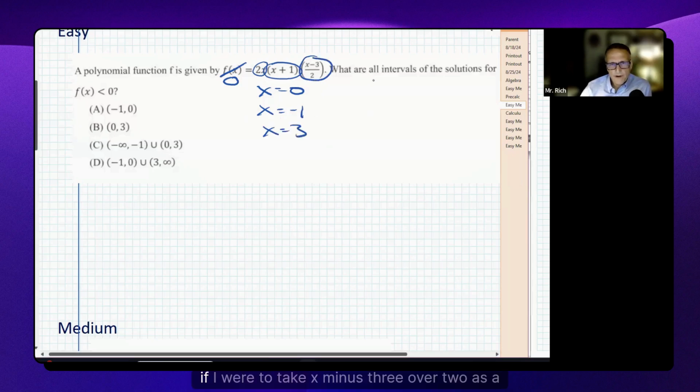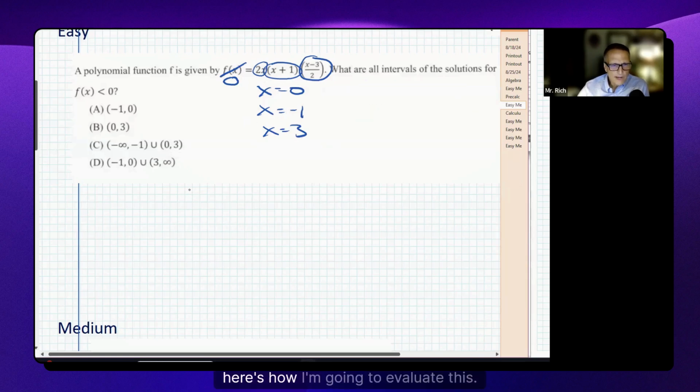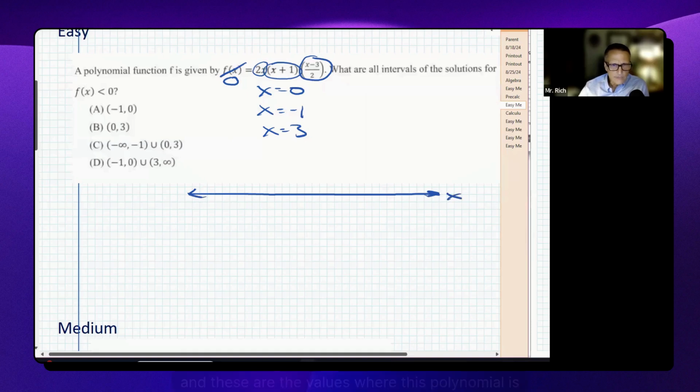Don't forget, if I were to take x minus 3 over 2 as a factor and set it equal to 0, multiplying both sides by 2, I get x minus 3 equals 0. Therefore, x equals 3. So those are my 3 zeros. Now, here's how I'm going to evaluate this. There's really 2 ways to do it. I'm going to make myself an x-axis. And these are the values where this polynomial is going to cross the x-axis.